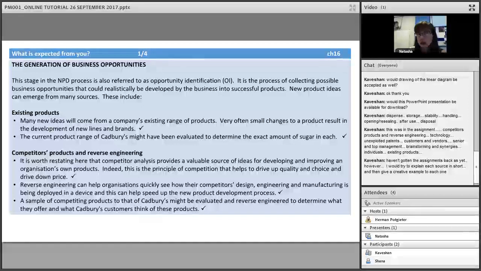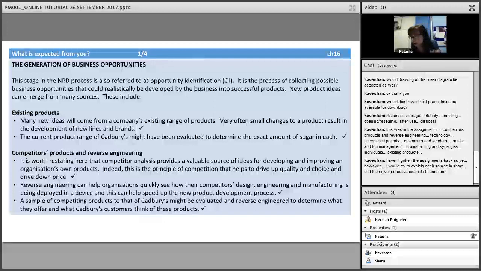Brilliant. Your approach is correct. Let's have a look at how it will be marked in the exam. Okay. You are correct. It is the existing products, competitors' products and reverse engineering. It is the technology, unexploited patents, customers and vendors, senior and top management, brainstorming and synergies, as well as individuals and existing products. That is entirely correct.